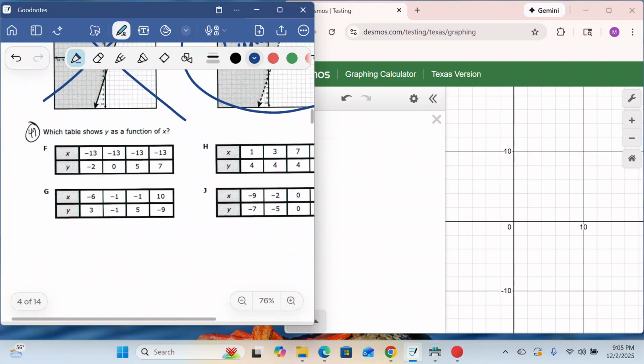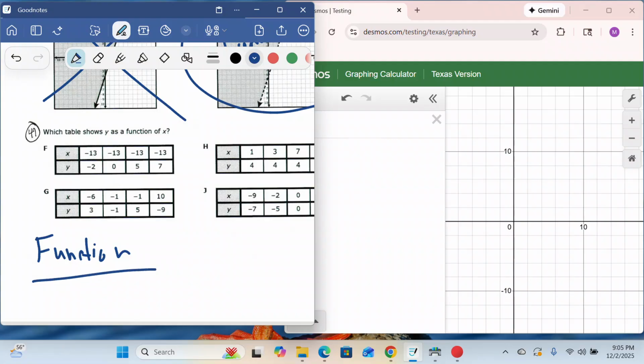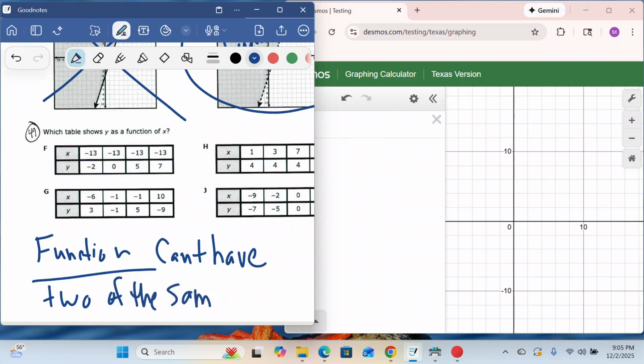Let's take a look at the next one. Which table shows y as a function? So remember the keyword for function. Using the vertical line test, you cannot have two zeros as the x's. So if you have two zeros that are the same, automatically it would not be a function. So you can't have two of the same x's or zero, whatever you want to call them if you think zero.